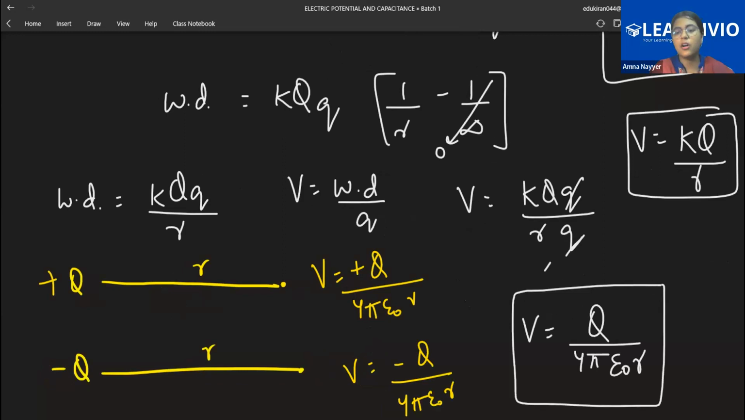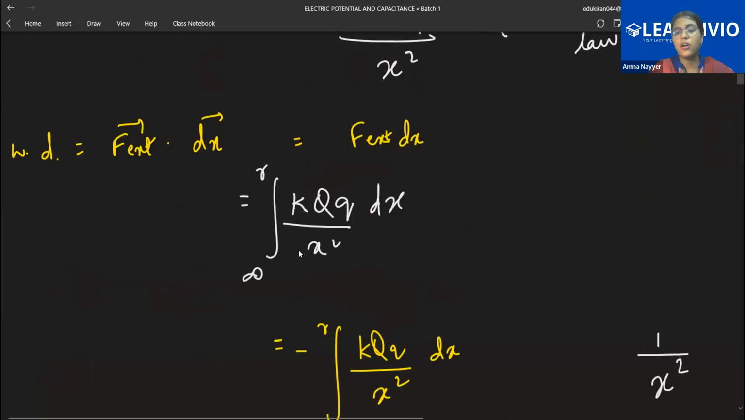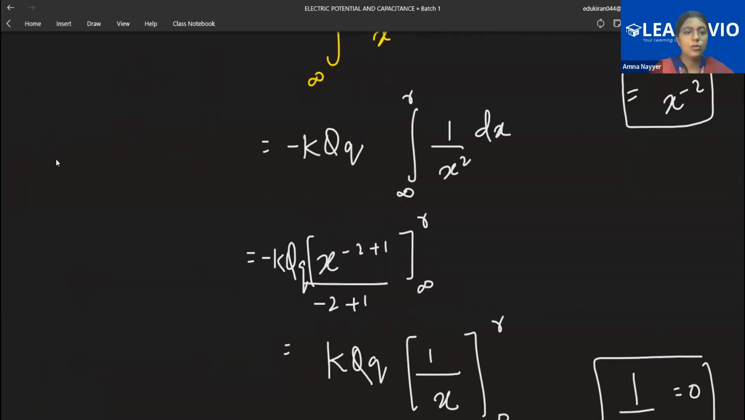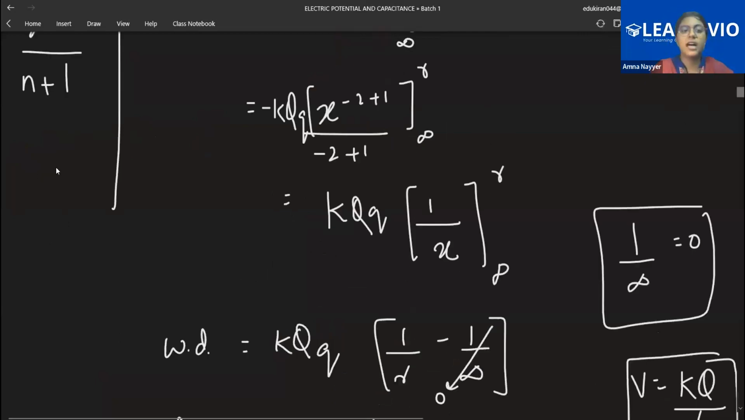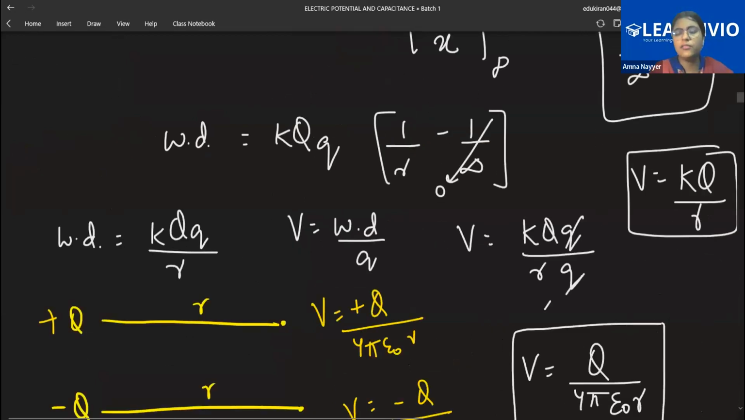Once we are integrating this, all the constants are on one side and we integrate 1 by x square. Now the rule for integration: x to the power n, you add 1, and you divide by n plus 1. So we have divided it by minus 2 plus 1. We are left with 1 by x. Put the upper limit first minus the lower limit. So 1 by r first minus 1 by infinity. 1 by infinity is 0. Now we are left with V is equal to kq by r.